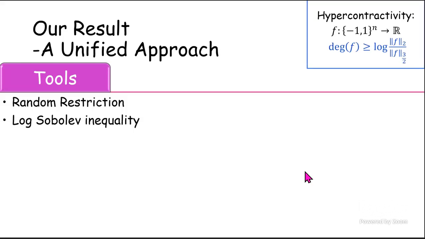The other tool we need: when we get to the functions of degree 1, we need to analyze them somehow. If they were exactly degree 1, we would be done. But they are not, so we need other tools. So we'll use the log Sobolev inequality.